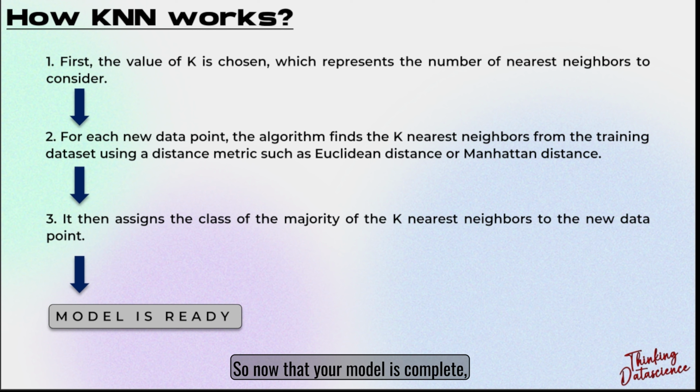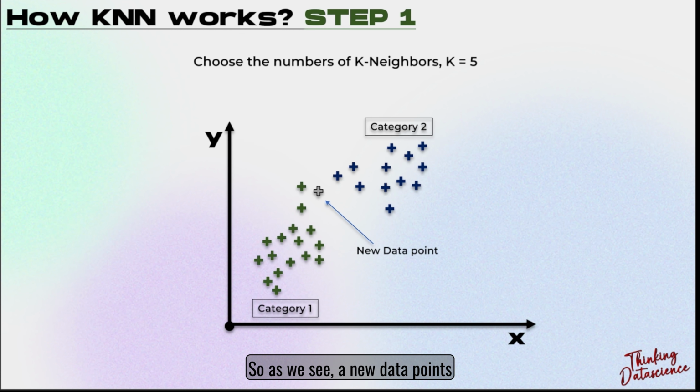So now that your model is complete, we'll use a simple algorithm to predict the future outcomes. So let us reinforce this knowledge with a manual exercise. So let's move on to that. As we see, a new data point has been added to our scatter plot. Now we need to determine the nearest neighbors of this new data point. So let us have a look at the Euclidean distance that we are going to use.